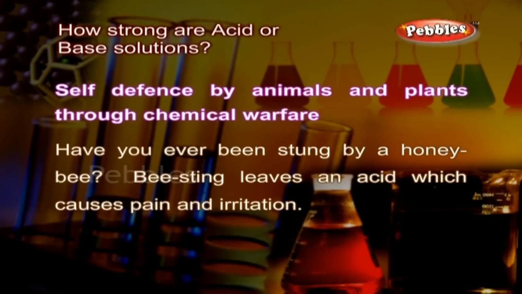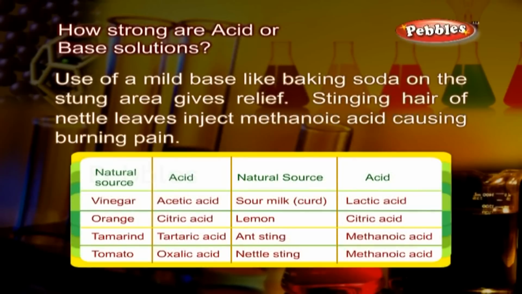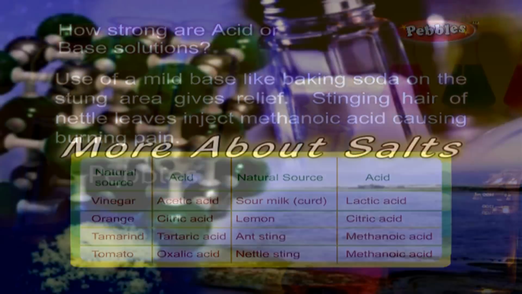Self-defense by animals and plants through chemical warfare. Have you ever been stung by a honeybee? A bee sting leaves an acid which causes pain and irritation. Use of a mild base like baking soda on the stung area gives relief. Stinging hair of nettle leaves inject methanoic acid, causing burning pain.